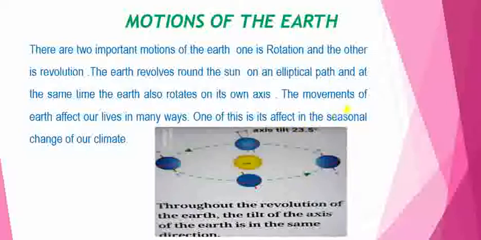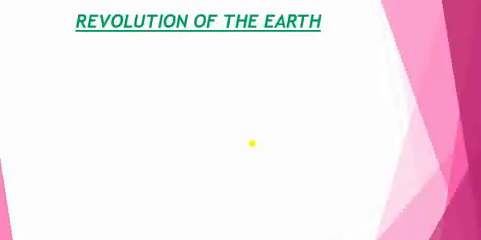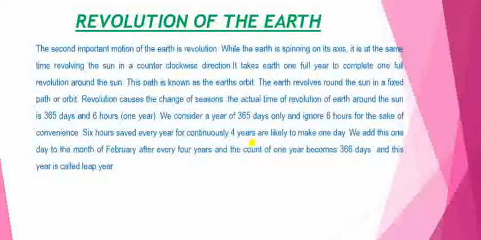As I discussed in the first presentation, that was about rotation. So there are clearly two motions: one is rotation and the other is revolution. Now, what is a revolution? The second important motion of Earth after rotation is revolution.